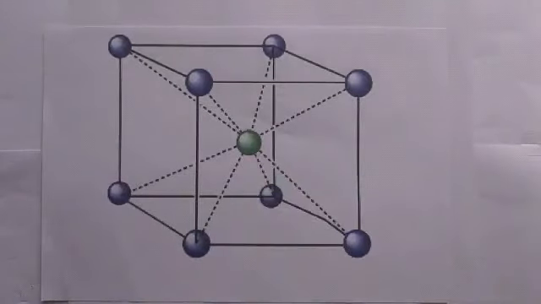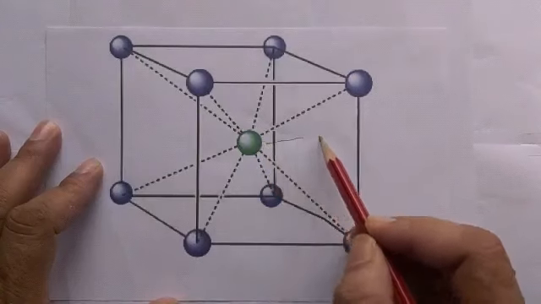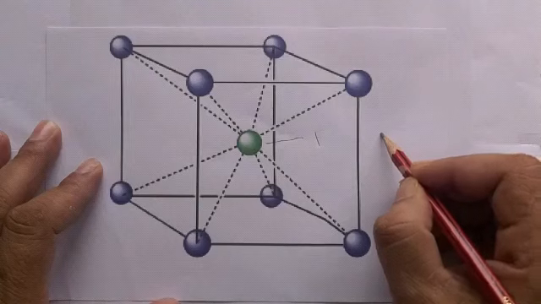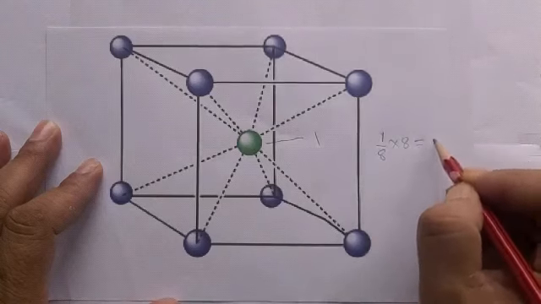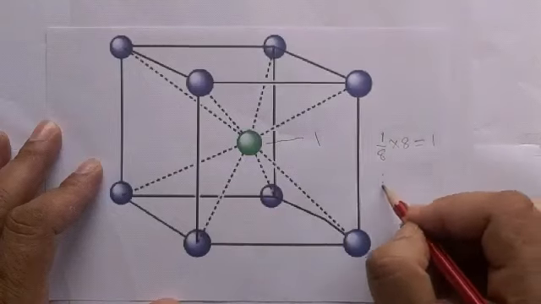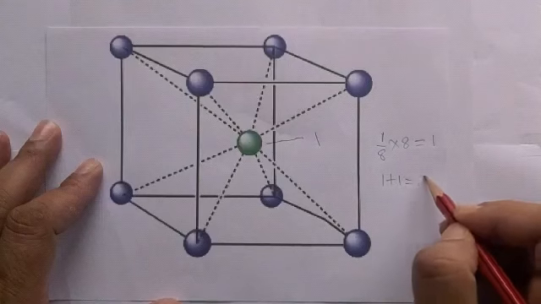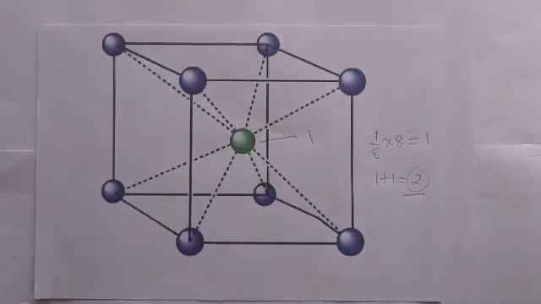So let's start. This one is contributing how much? 1. And these 8 atoms, it will be written like this: 1/8 into 8, which comes to 1. When this 1 plus 1 is calculated, the total comes to 2. So 2 is the total number of atoms per unit cell in a body centered cubic unit cell.